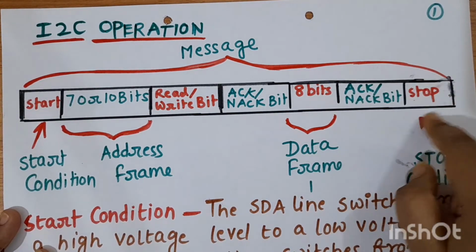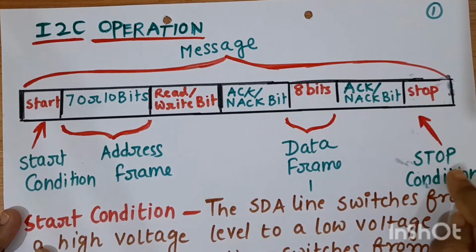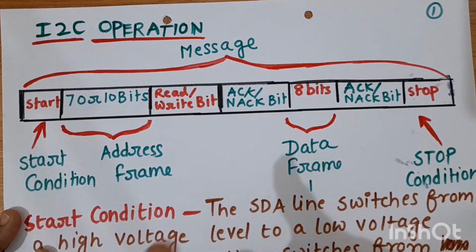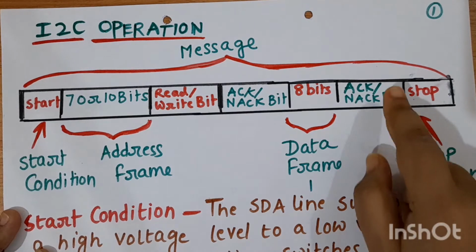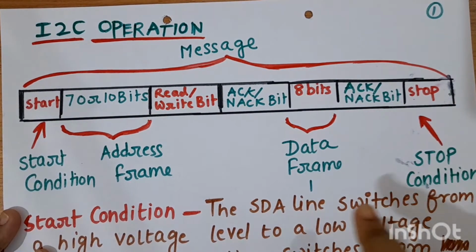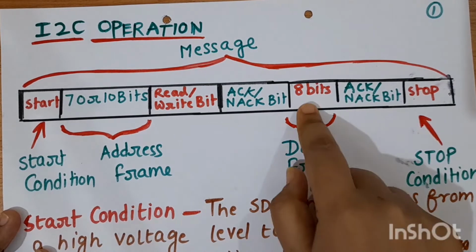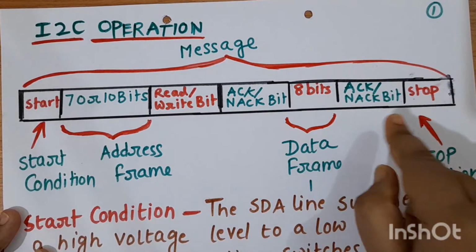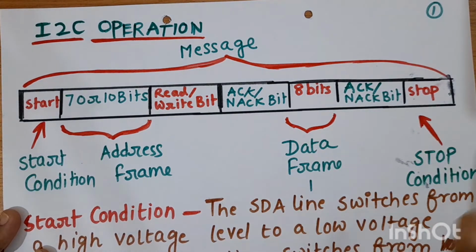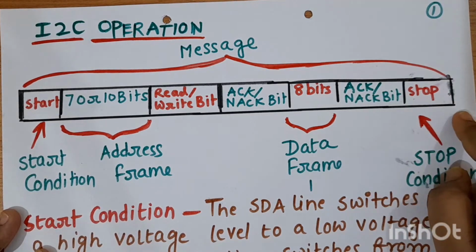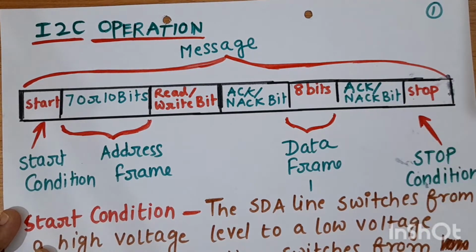And at last comes the stop condition. Here I have shown only one data frame, but there can be multiple data frames. After the ACK and NACK bit, there would be another data frame of 8 bits, then again an ACK and NACK bit would be sent. As long as you want to send data frames, you can keep sending, but at last there would be the stop condition.